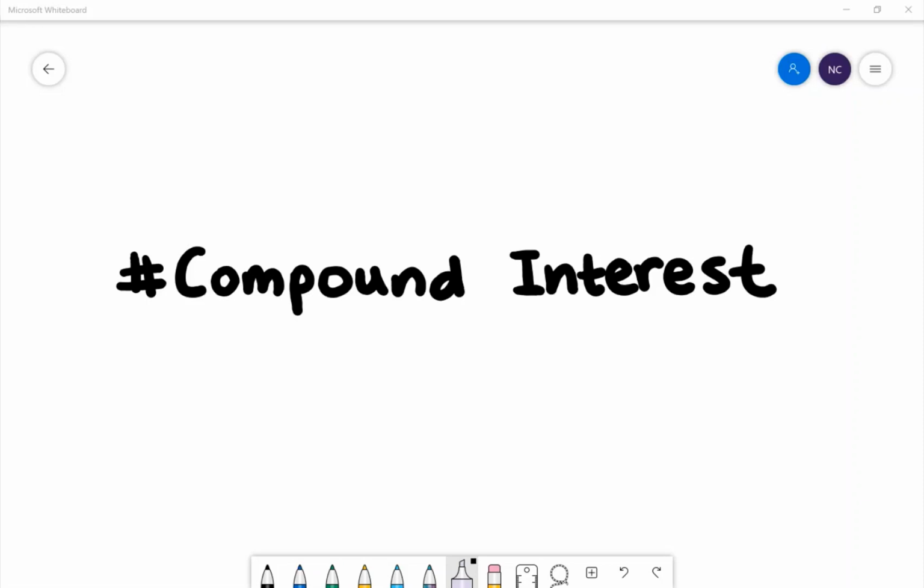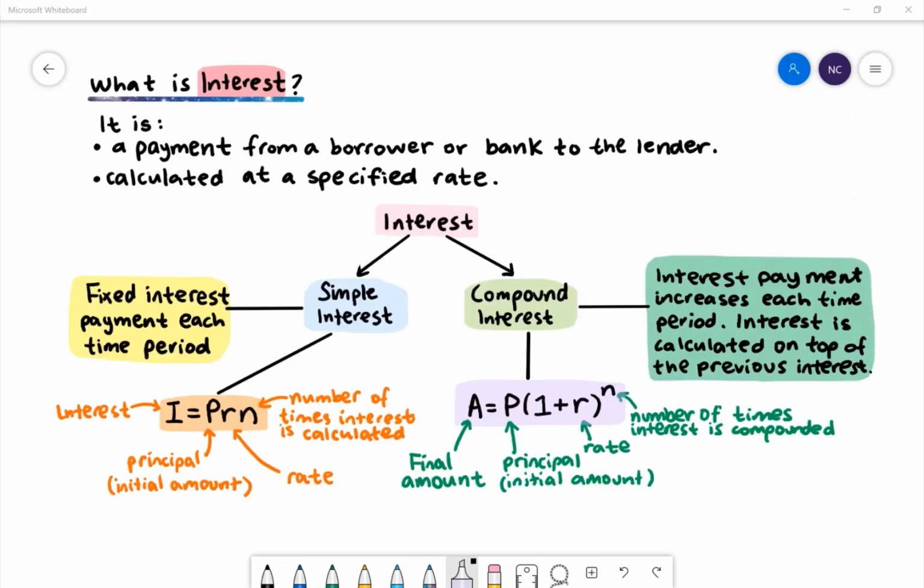Hi there, today we're going to be looking at compound interest. First, we'll take a look at what is interest. Interest is a payment from a borrower or bank to the lender. It is calculated at a specific rate. We call this the interest rate.